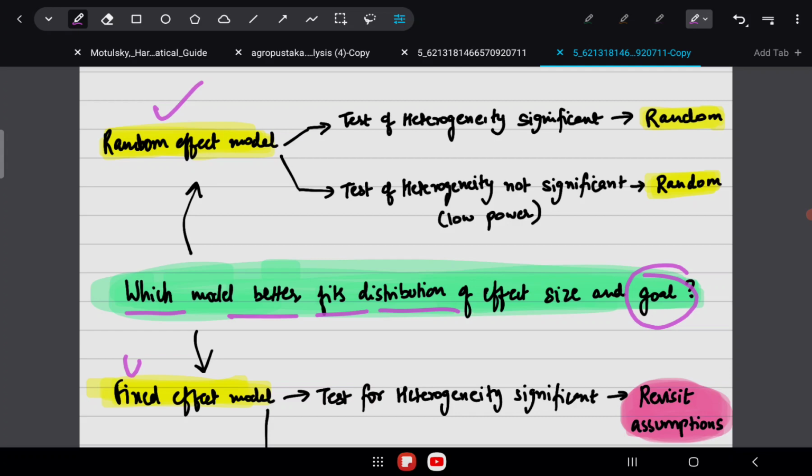Okay, now you're doing random effect modeling. Let's say you perform tests for heterogeneity and it comes as significant. What should you do? Of course, you should continue with random effect modeling. The test for heterogeneity is further confirming that there is heterogeneity. There is a lot of between study variance. There is a lot of tau square, meaning the studies are functionally different. It makes sense to continue with random effect modeling.